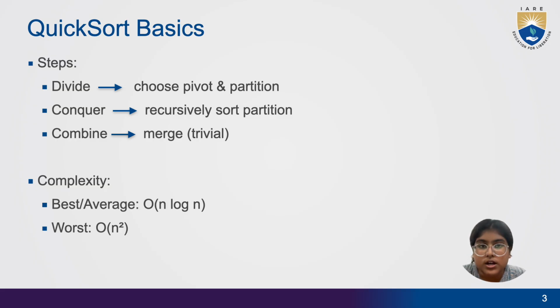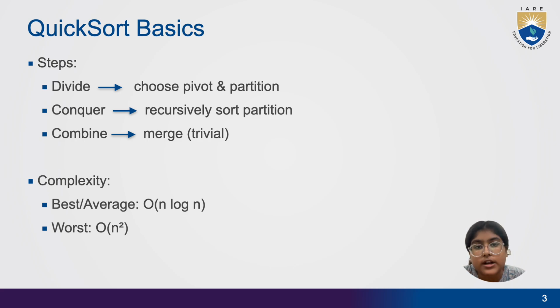The beauty of quicksort is its efficiency. On average, it runs in the order of n log n time, which is optimal for comparison-based sorting. In practice, it outperforms many other algorithms like merge sort because partitioning is cache-friendly and requires less overhead.